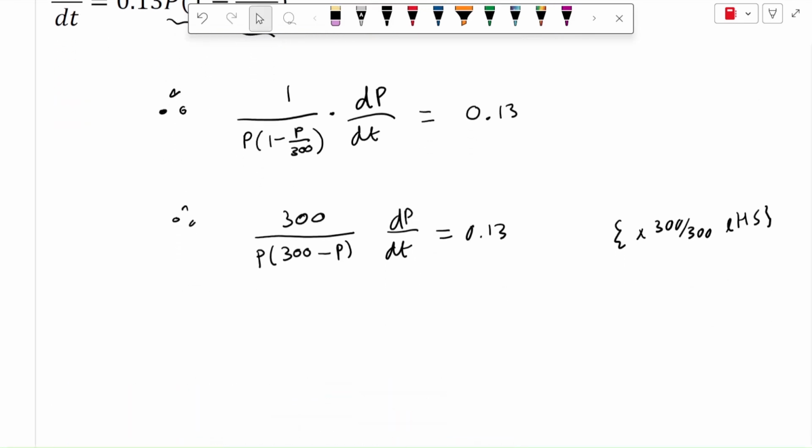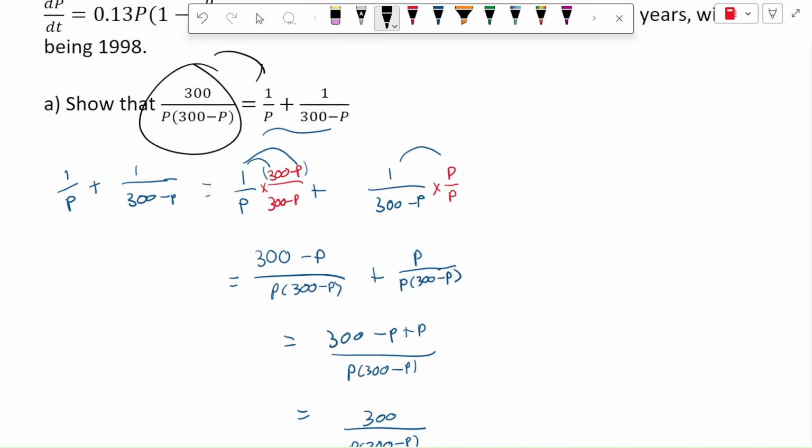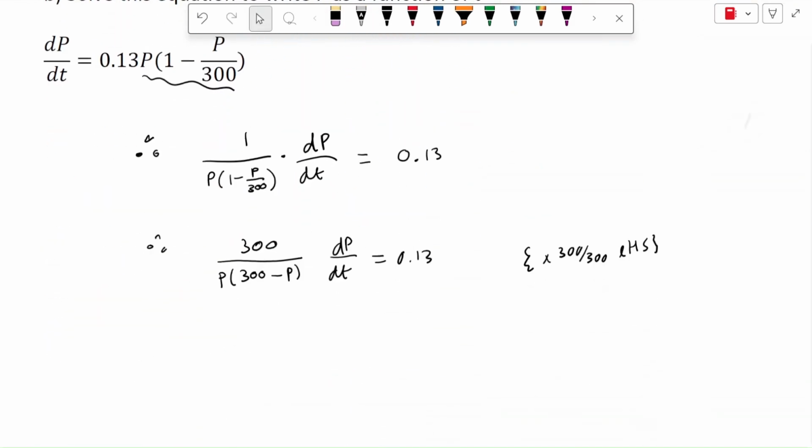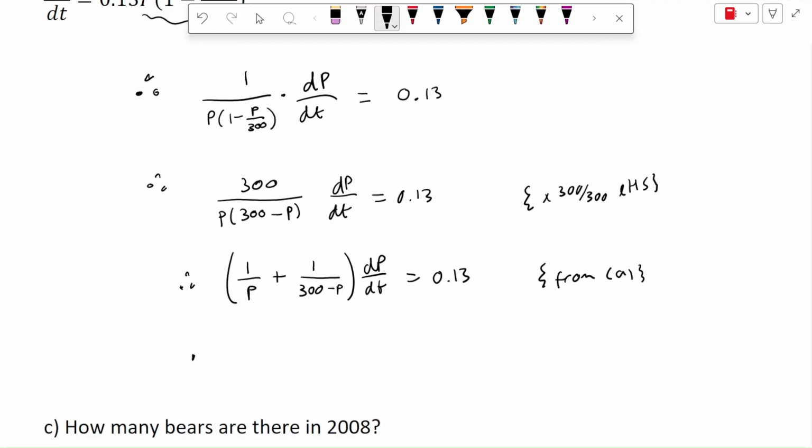Okay, now here is where we want to use our identity. So we've just proved that that thing equals that stuff over there. So this is (1 over P plus 1 over 300 take P) times dP/dt should equal 0.13. So this we can just say this is from part A. Now we can integrate both sides. This is actually a separable differential equation.